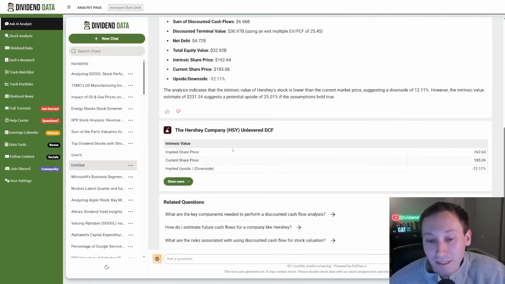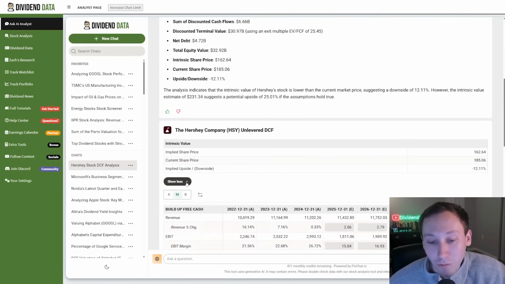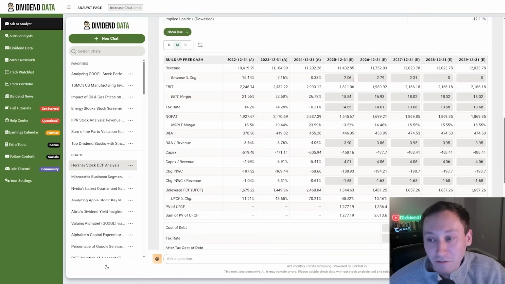Plus, it will give you this custom calculator if you click show more. And you can do your own discounted cash flow analysis to figure out the value of the stock. So you can project different growth rates, etc.